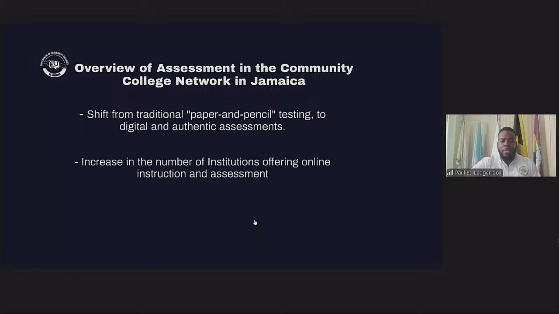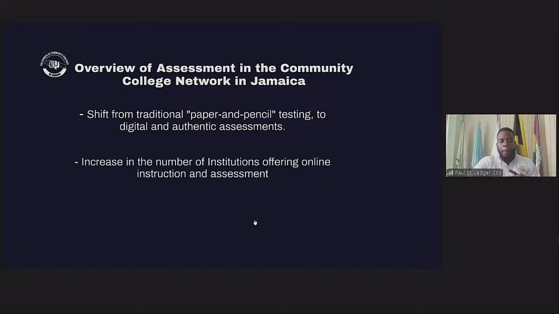We have evaluated what has been happening over a number of years with respect to traditional paper and pencil testing, and where it is that the labor market and the needs for the 21st century learners would be better prepared for. And we think the movement to digital and authentic assessment is where we ought to be taking our learners. So that has been the focus of the Secretariat over the last 2 years.